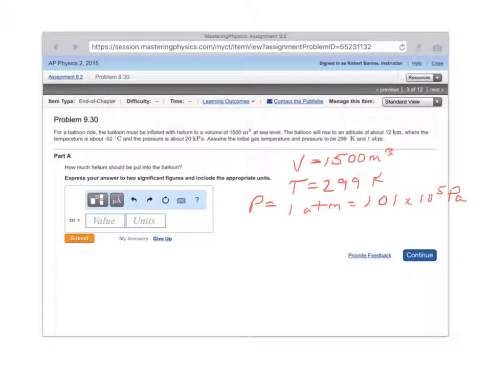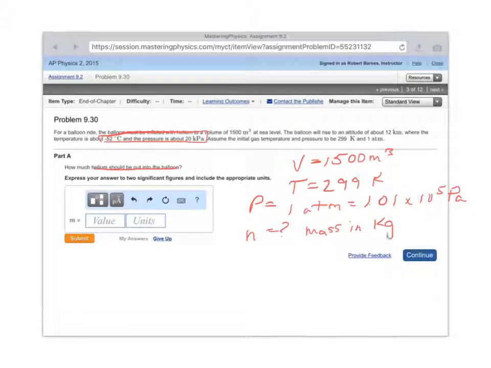And it gives you some information here about what the temperature and pressure is at altitude. But what it asks you is how much helium should we put into the balloon? So you're trying to find n, the number of moles, but I think what it probably wants is mass in kilograms.